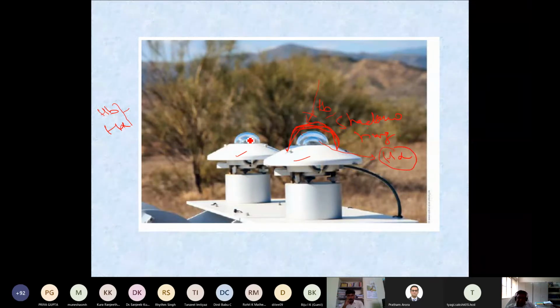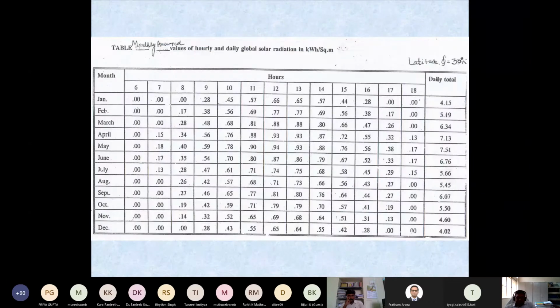Now the other sensor is totally exposed under sunshine, and it takes all the solar radiation, that means the total solar radiation. So now you have two readings, the total solar radiation and the diffuse solar radiation. Then the beam radiation will be H minus HD. So that is the way. Every time, at every location, you can take the beam and diffuse radiation readings separately.